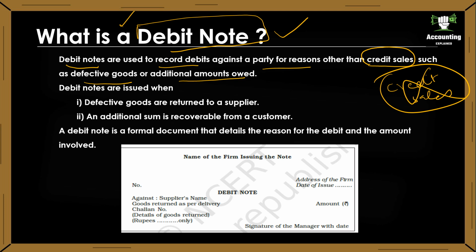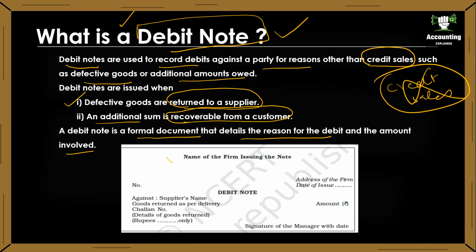Debit notes are issued when defective goods are returned to a supplier, which is a purchase return. Or when an additional sum is recoverable from a customer. A customer has to pay you an additional sum. In that case also, a debit note will be raised. A debit note is a formal document that details a reason for the debit and the amount involved. What is the reason for the debit and the amount involved?